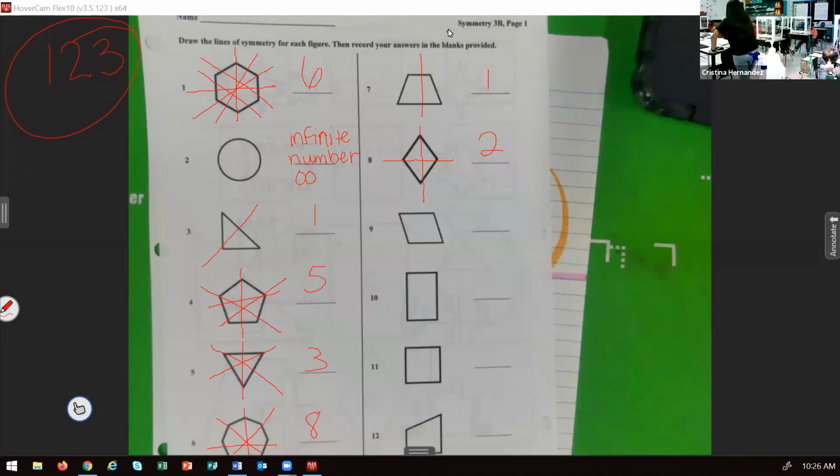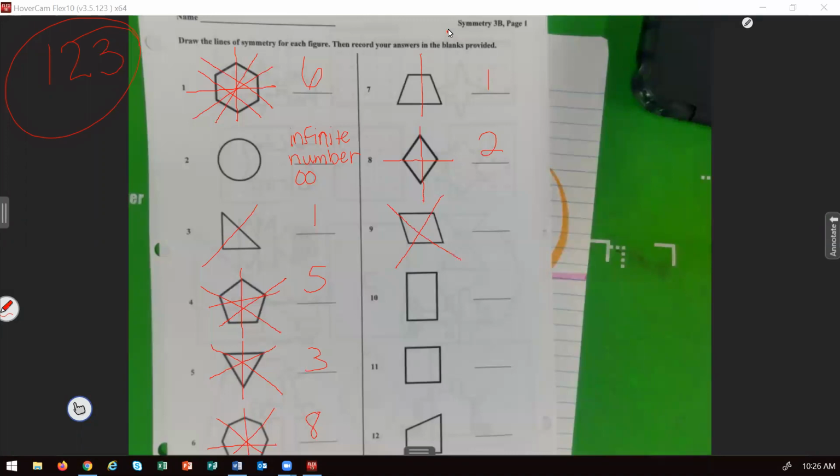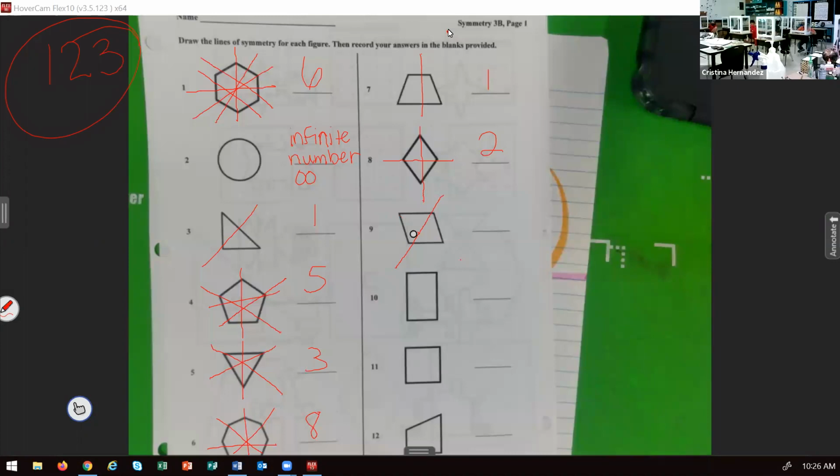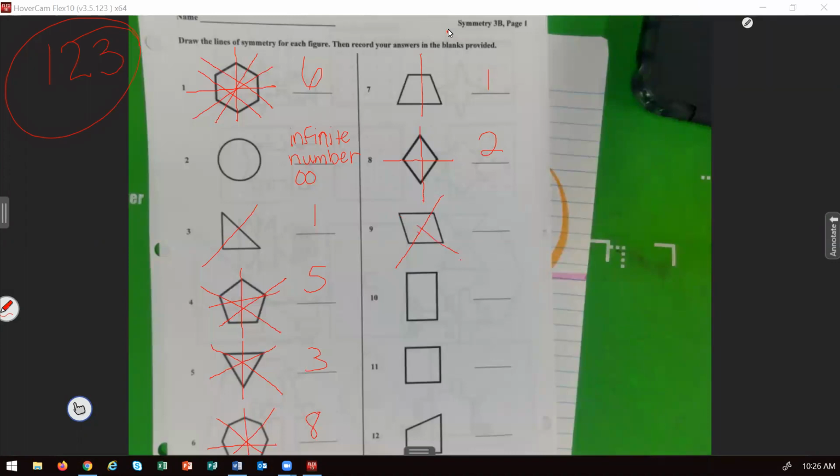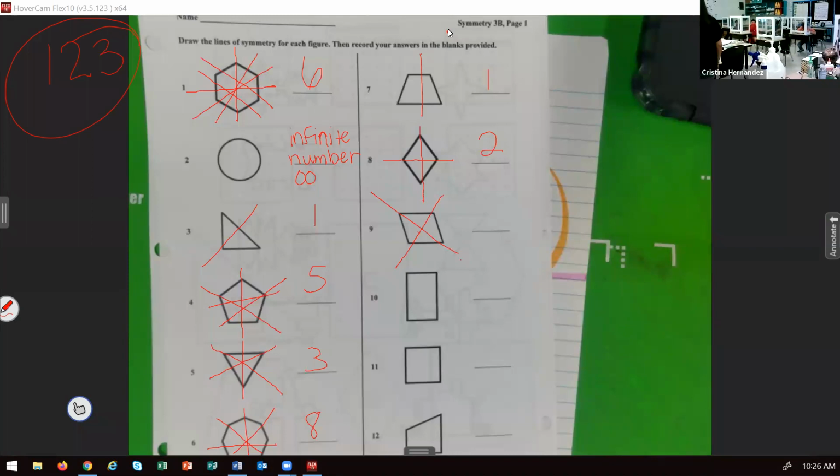Number 4 is what type of shape? Parallelogram. So let's see how many lines of symmetry we have. Can it be divided this way? Yes. What about this way? It looks a little uneven, but yes, it could. It's actually a rhombus. The whole thing can be.